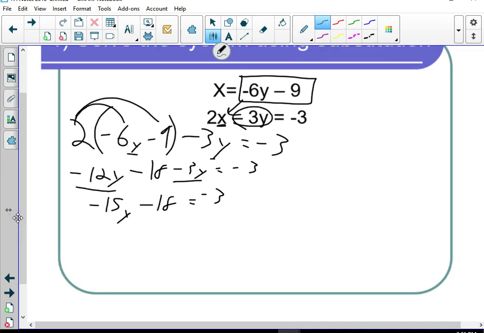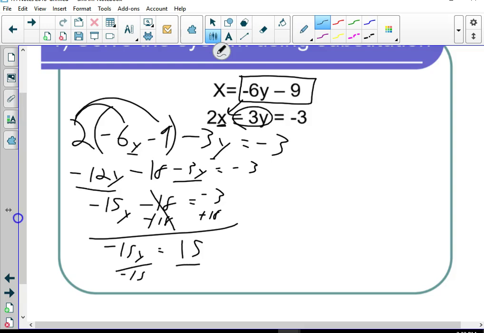To get the y by itself, I need to add 18. Cancels. Negative 15y equals 18 minus 3 is? Negative 6? Negative 9? 18 minus 3 is 15. Don't go there. Divide by negative 15. This time we got y equals negative 1. At least it's not 1.